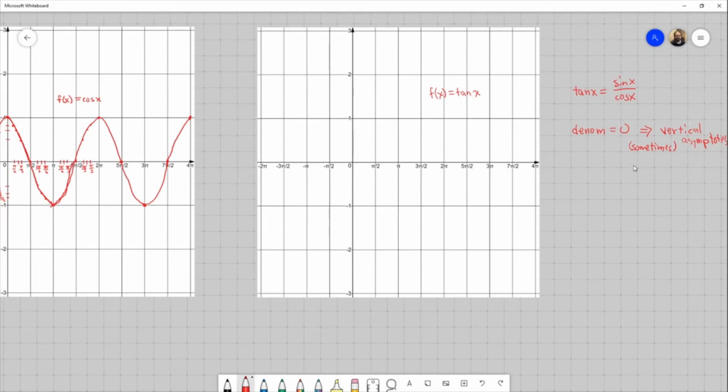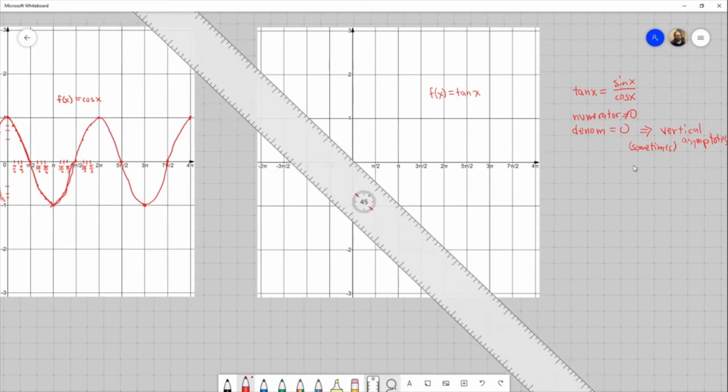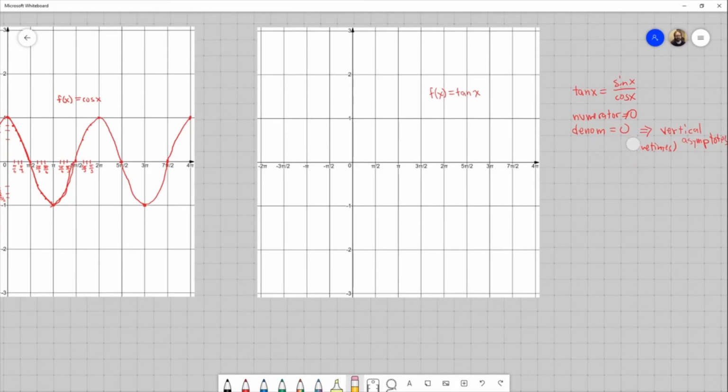If your denominator is 0 and your numerator is not 0, then you always get a vertical asymptote. That's not what I wanted. I wanted an eraser. You always get a vertical asymptote.